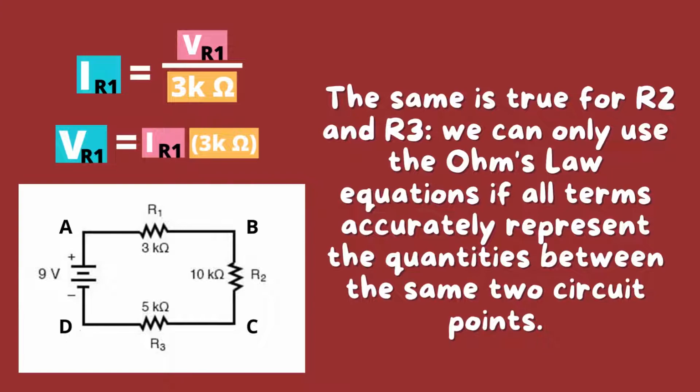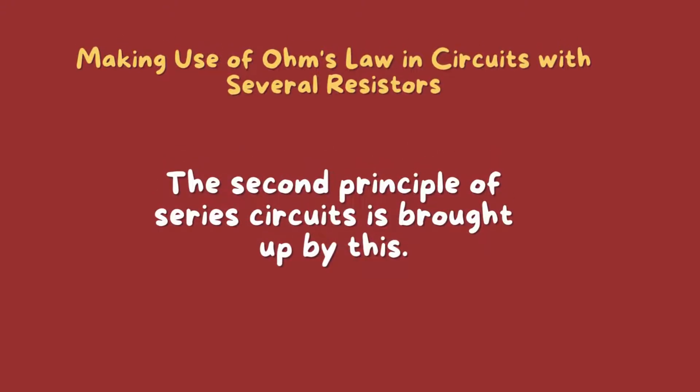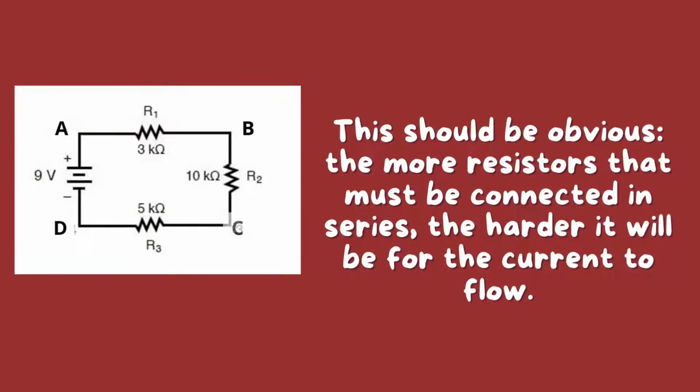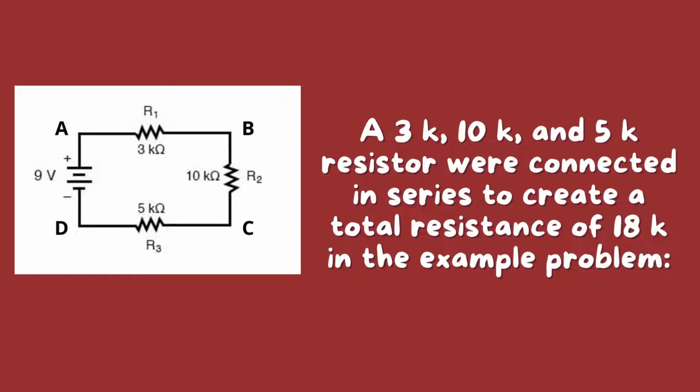We can only use the Ohm's law equations if all terms accurately represent the quantities between the same two circuit points. The second principle of series circuits is brought up by this: any series circuit has a total resistance that is the same as the sum of its component resistances. This should be obvious. The more resistors that must be connected in series, the harder it will be for the current to flow. A 3K, 10K, and 5K resistor were connected in series to create a total resistance of 18K in the example problem.